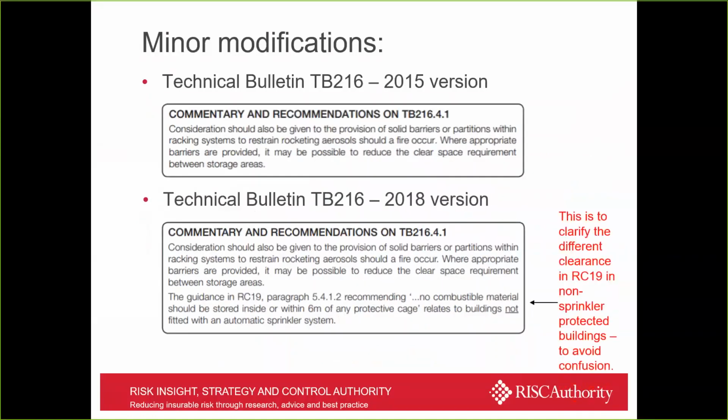Technical Bulletin TB216. Again, this has changed. The first paragraph hasn't changed. What we've done is clarified the RC19 recommendation for non-sprinkler protected buildings, whereby it asks for a 6-metre aisle around any protective cages. This relates to buildings not fitted with sprinklers, and it's just been put there to avoid confusion. RC19 as a document is listed in the supplementary information in Part 3 of the LPC rules. So if anybody hasn't read that, that is within your standards.